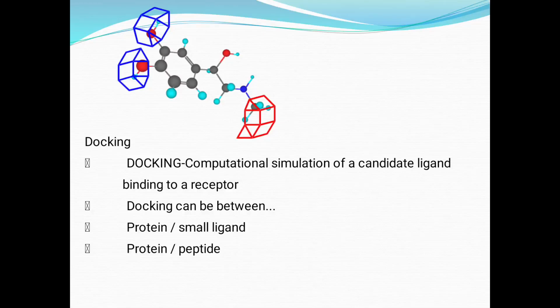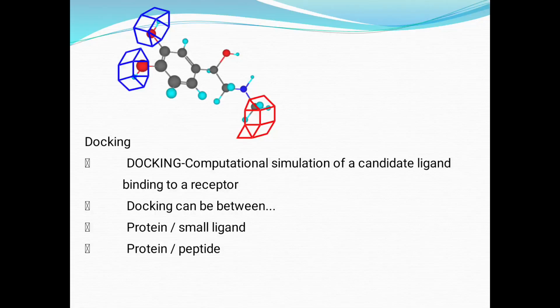And then after 3D QSAR, you come to docking. This is computational simulation of a candidate ligand binding to a receptor. Docking means the compound should actually sit on the enzyme, or ligand or protein, whatever you say, and it should completely integrate with the enzyme. That is the layman's language, but in computational chemistry, you call the same thing docking.